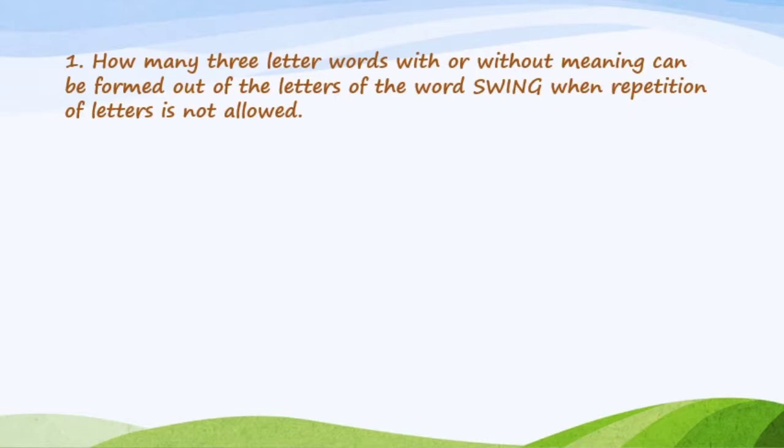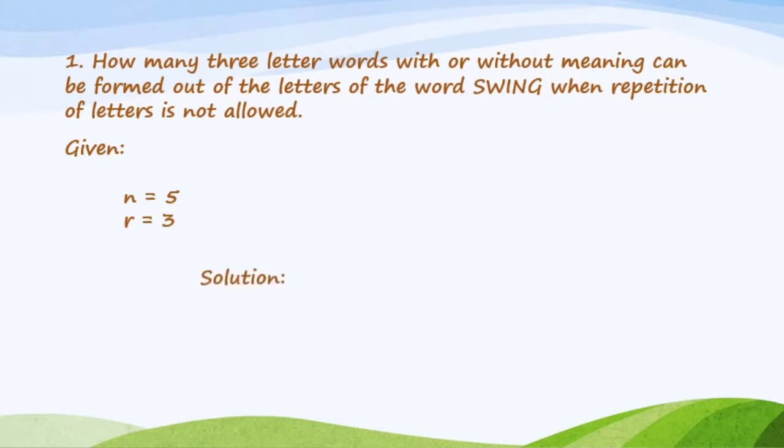Example: how many three-letter words with or without meaning can be formed out of the letters of the word SWING when repetition of the letters is not allowed? Based on the given problem, we are going to form three-letter words with or without meaning from the word SWING. So n is equal to 5, since there are 5 letters in the word SWING. r is equal to 3, since we use only 3 letters from the word SWING.